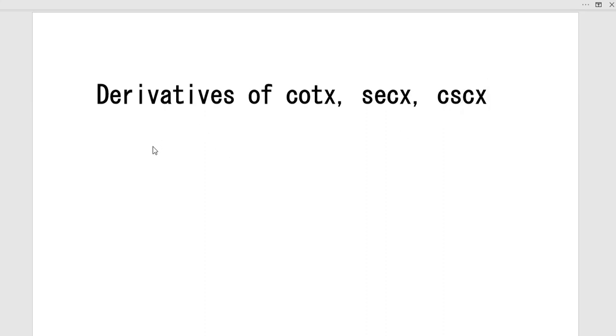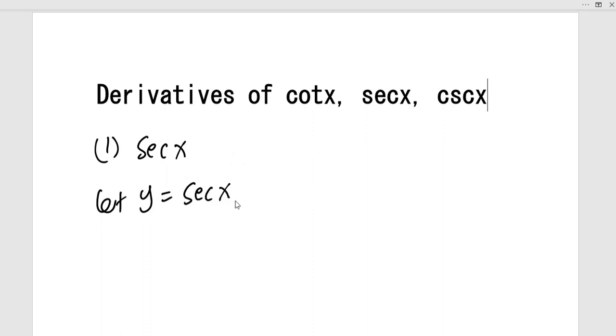Now let's begin with number 1, sec x. Let y equal sec x. Now what is sec x? Sec x is equal to 1 out of cos x. So y is equal to 1 out of cos x. For us to reach the derivative of this function, we can use the quotient rule.